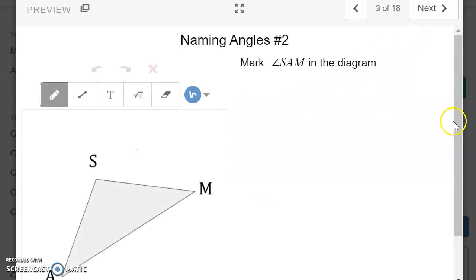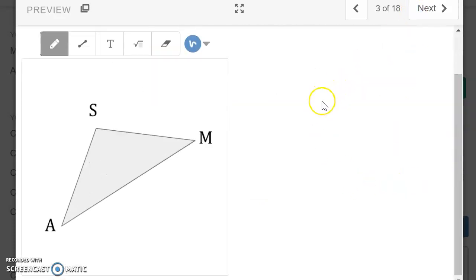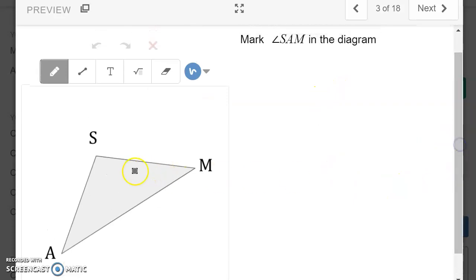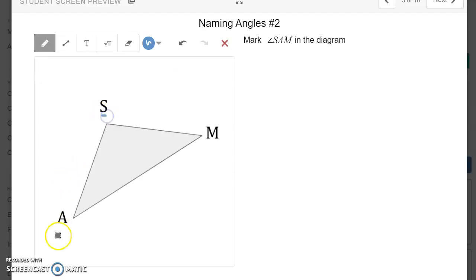Okay, mark angle SAM. Just follow along. Where is angle SAM? So S is here. So S, A, M. Follow along from point S all the way to A, all the way to M. Just trace along. So we're really talking about the angle that is enclosed by these two lines. Which is the angle that is enclosed by these two lines? It's this one.